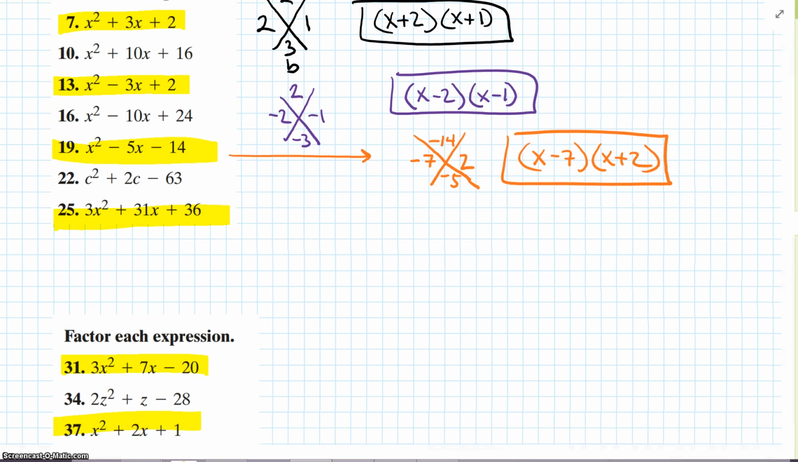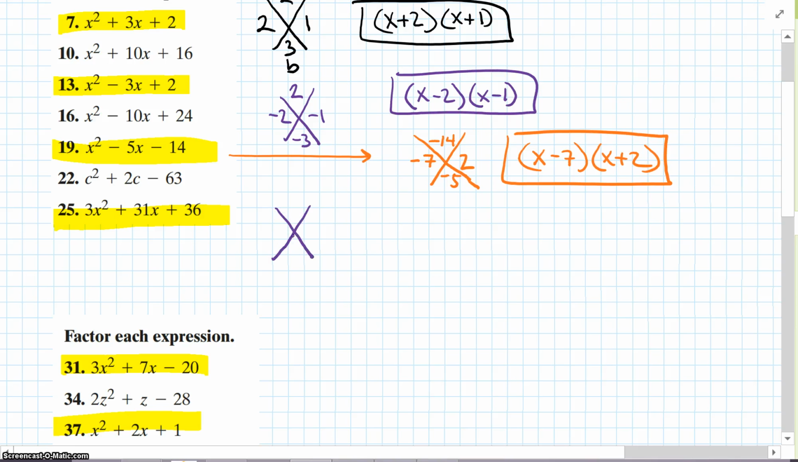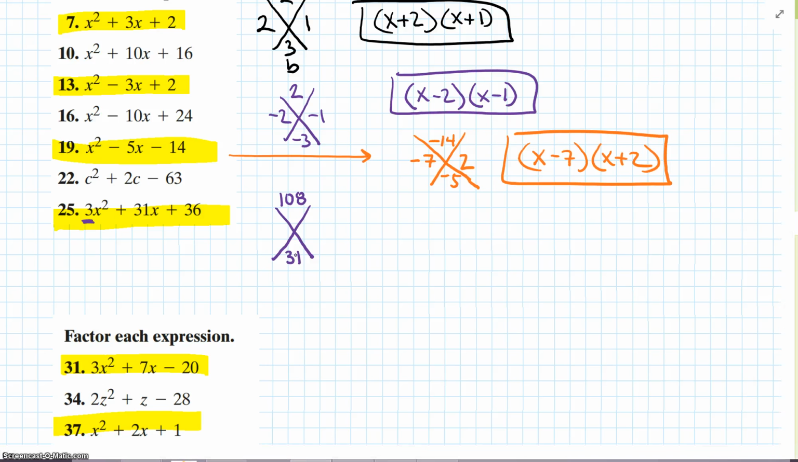All right, 25. Here we go. This one's cool. So let's start with our a times c value. Oh, I have a number for my a value, so that's going to be 3 times 36. So that's going to be 108. And a product of 108 and a sum of 31. All right. So they're both positive. So we just got to look at our factors of 108.